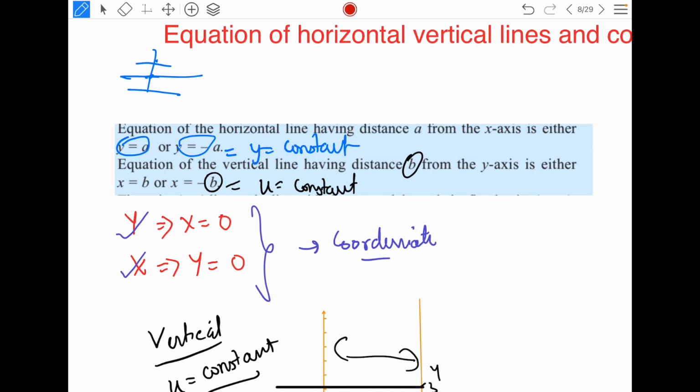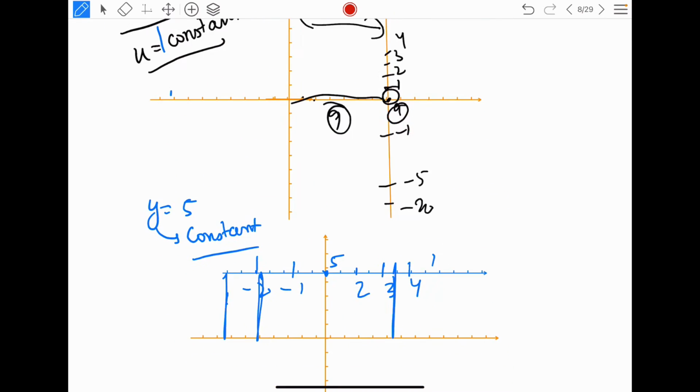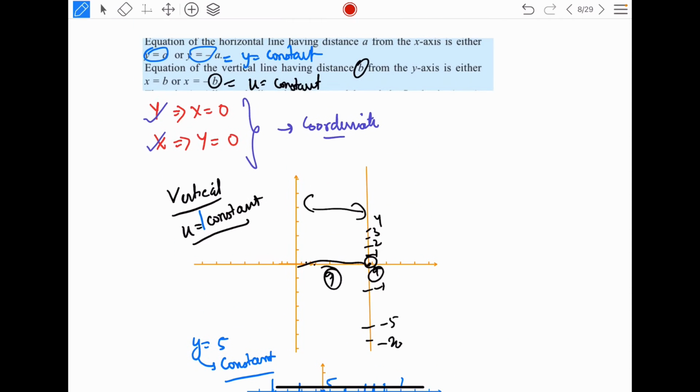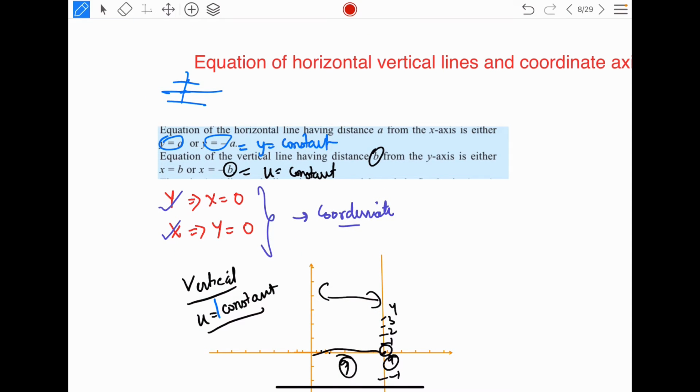This I have also explained in my coordinate geometry class, but you can still understand from these figures that whichever axis it's parallel to, the other variable has to be constant, then only it will be parallel and equidistant. That's the main equation. Okay, that's how you find it.